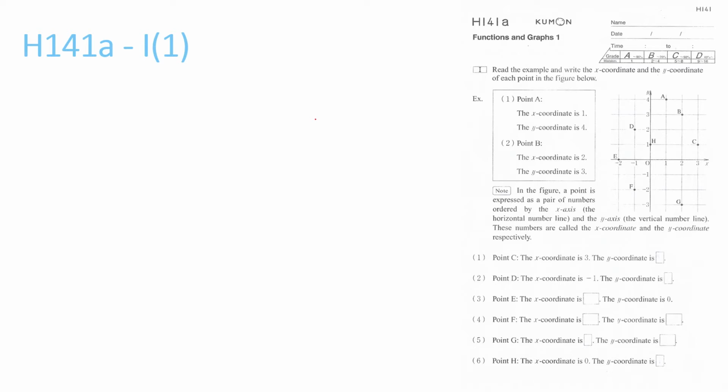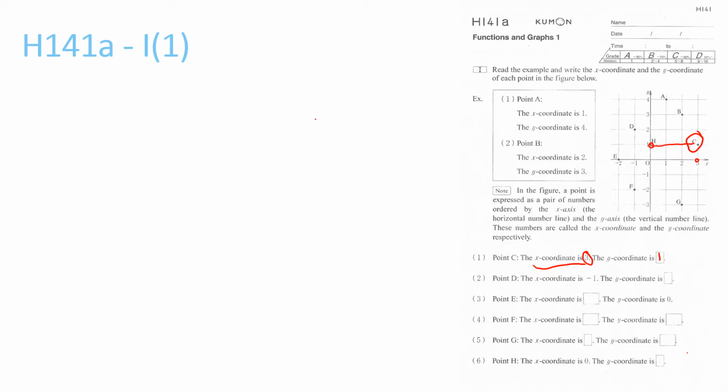First, it's H140a, question 1. Point C, you have to find out which coordinate the point is. So the x coordinate is 3. First of all, you look here, C is this one. This is the x-axis, and this is the y-axis. Since the x-coordinate is 3 as shown here, you go to 3 because that's on the x-axis. And then the y-coordinate of C would be 1, because it's in line with the 1 and 3. So you write here 1.